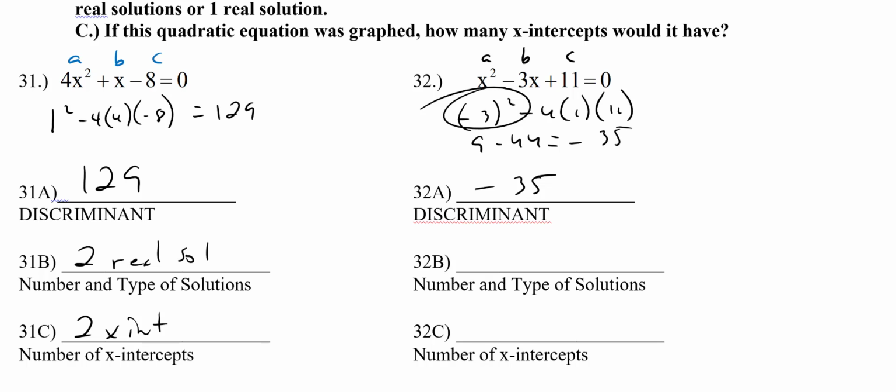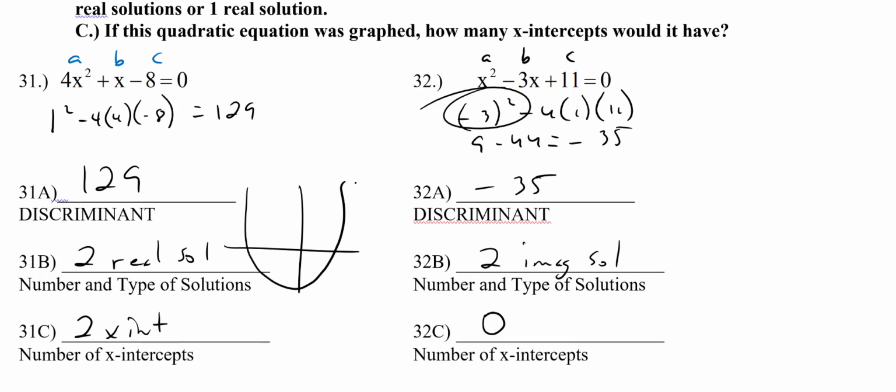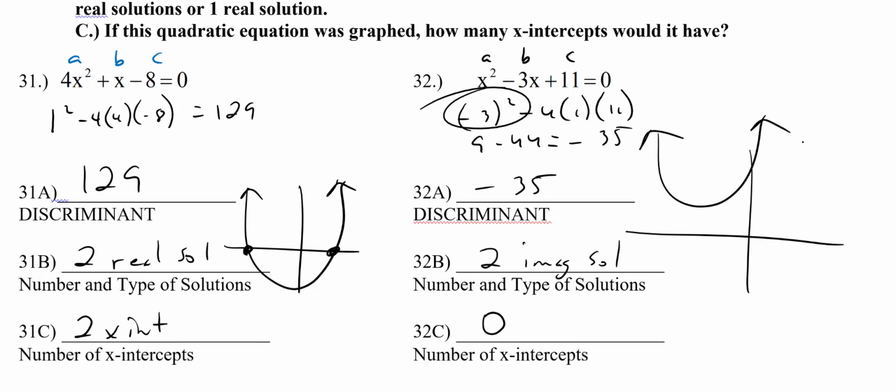So the number of type solutions is 2 imaginary solutions. And the number of x-intercepts is 0. Got to know that. 0 x-intercepts. Basically what the first graph looks like, guys, this is what I mean by an x-intercept. It's got 2 solutions, so that's a solution. Solutions are where it crosses the x-axis. So when it's 2 imaginary solutions, this is what it looks like. It never even crosses the x-axis. That's why it's 0 x-intercepts.